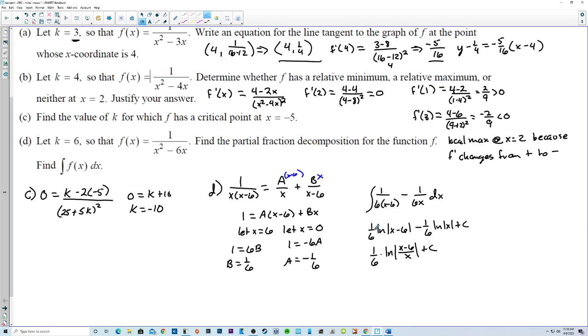So we can factor out a 1/6, and then the antiderivative of 1 over x minus 6 is natural log absolute value of x minus 6. Integral of 1 over x is natural log of absolute value of x. When we subtract natural logs, we can write that as a division, and then, of course, plus C.